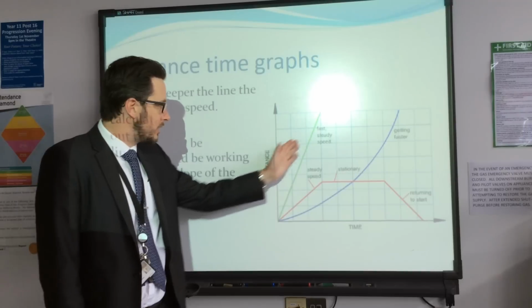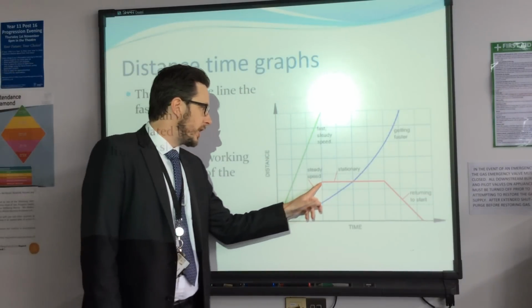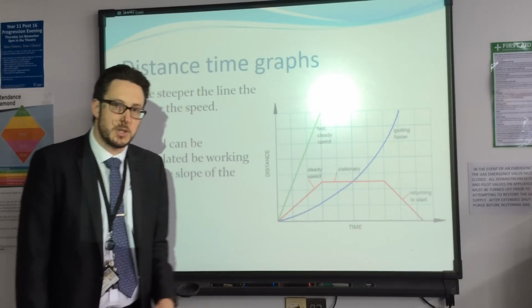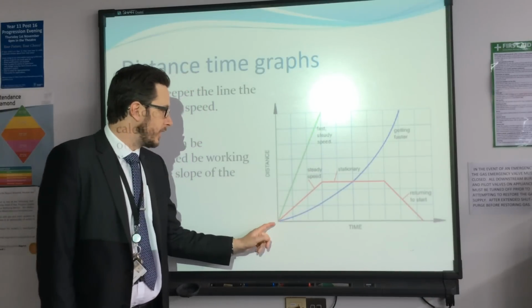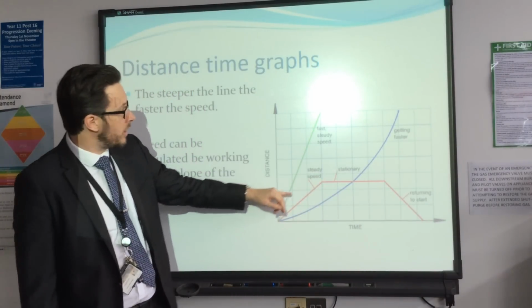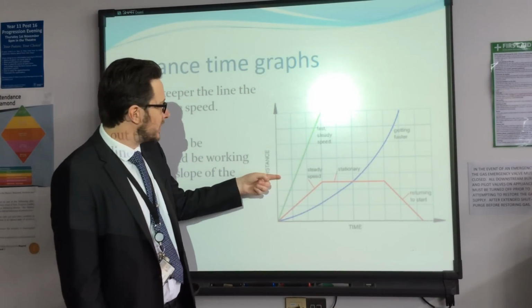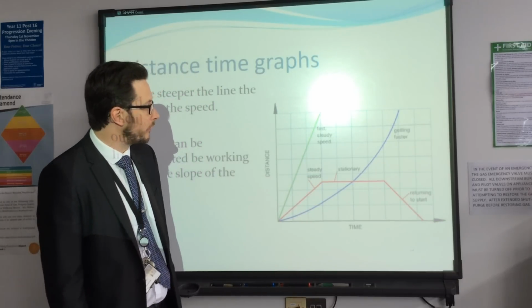Distance time graphs, there's lots of lines on here, but they tell us different things. If it is a straight, diagonal line, it means the object is moving at a constant speed. The steeper the line, the faster the object is moving. This line here in green is faster than this line in red. If it is a flat horizontal line, it means the object is stationary because the distance is not increasing no matter as time goes on.